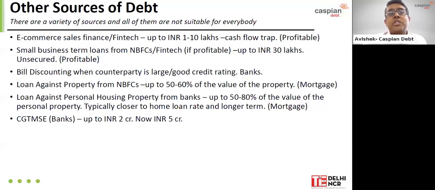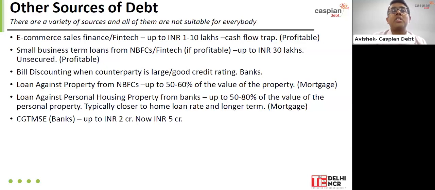Now, where are the sources? We talked about the types of loans. Now, there are these different types of sources. There are these fintech firms; loans up to 10 lakhs, sometimes even 20 lakhs, are provided by some of the fintech firms that provide financing for e-commerce sales. If you're selling on an e-commerce platform, you can get these kinds of loans even if you're like 6 months in existence.